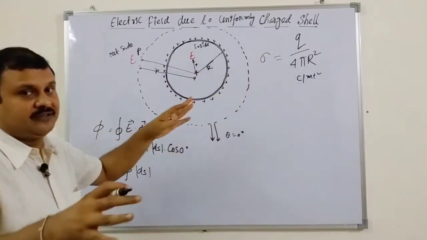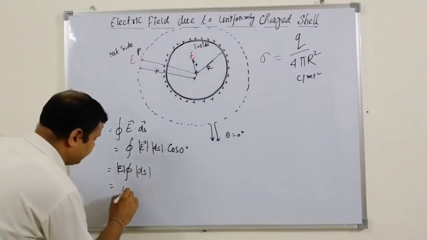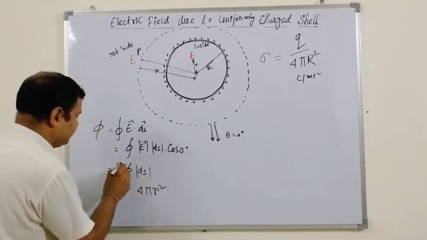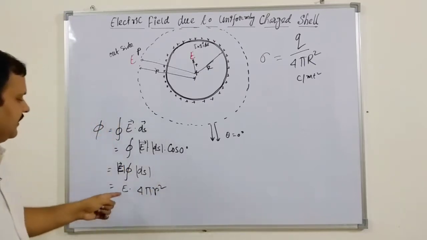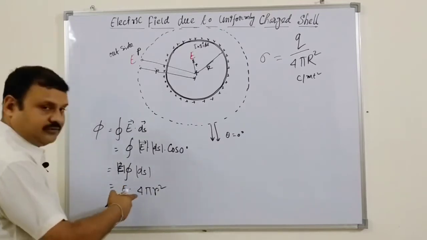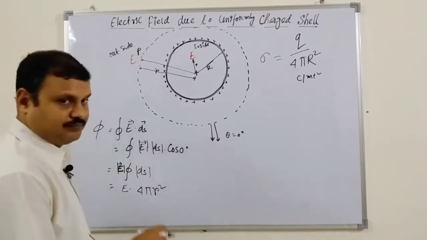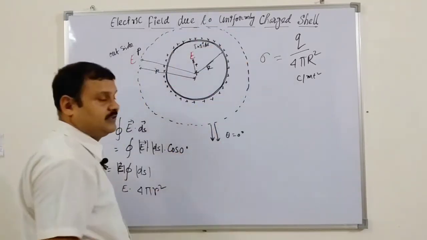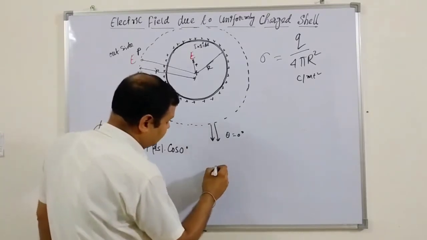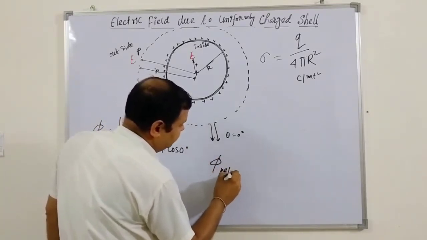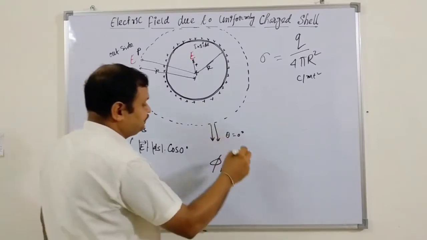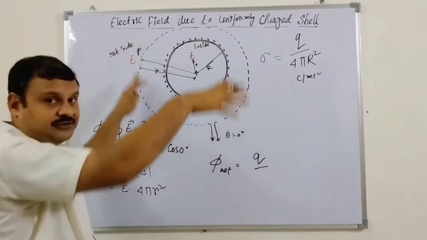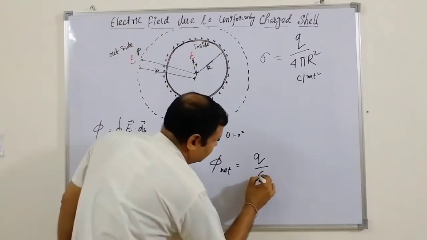It is not a solid sphere, it is a shell. So this is E times 4 pi r square, where E is the magnitude of the electric field. And for a closed surface, this is a Gaussian surface. As per Gauss's theorem, we know the net flux is nothing but the charge Q enclosed inside this closed surface upon epsilon naught.